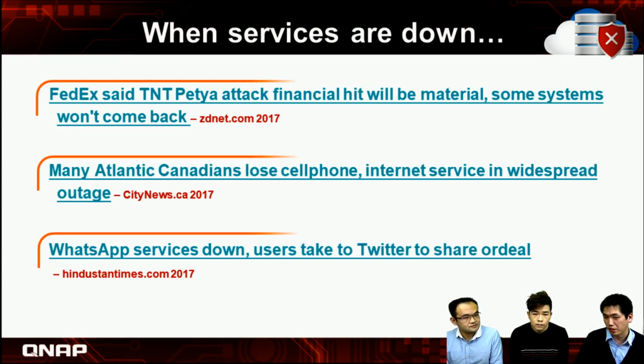So in 2017, you will see that FedEx had some of their service systems unable to come back because of a ransomware attack. Or maybe Canadian people faced an internet service interruption, so they could not use their smartphones to transmit any messages. Or WhatsApp service was down, so you could not send messages on WhatsApp. All these service interruptions happen because the IT environment has something wrong in a certain component.